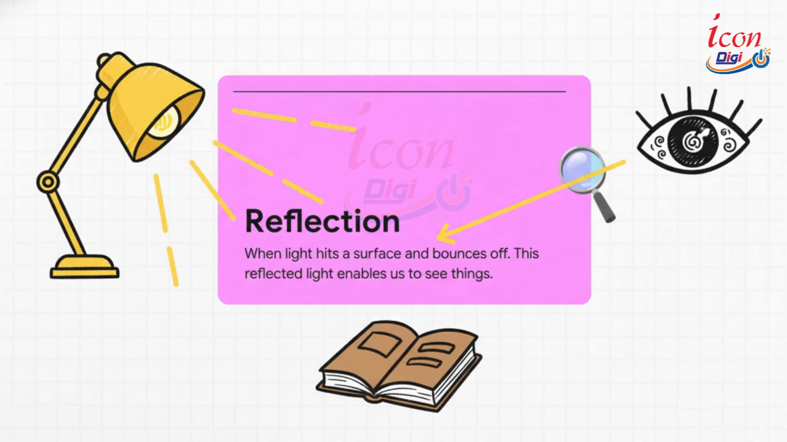Okay, so here's the kicker, the really important part. You don't actually see the object itself. Nope. What you're seeing is the light that bounces off of it. We call that reflection. So a light ray from a lamp zips over, hits a book, bounces off, and then travels in another straight line right into your eye, and boom, you see the book.